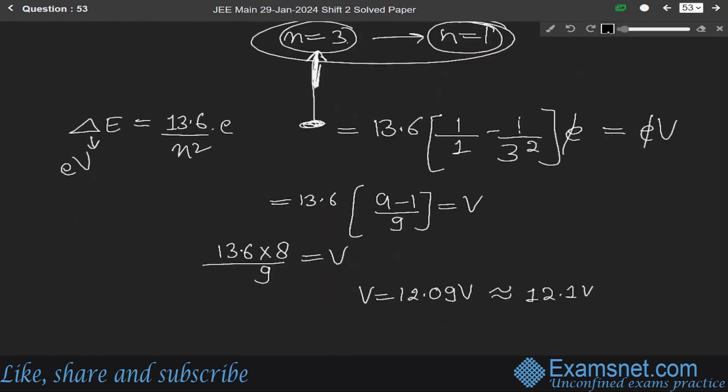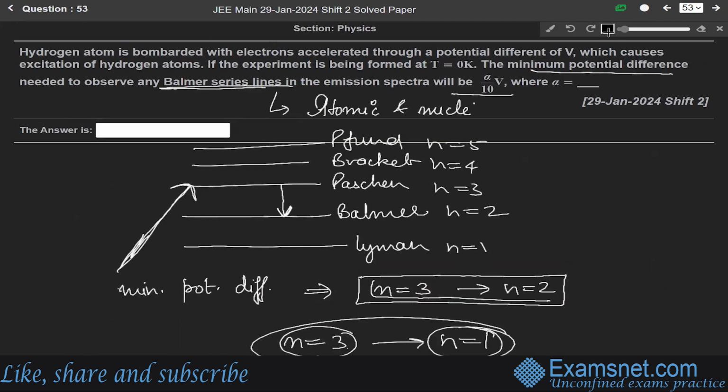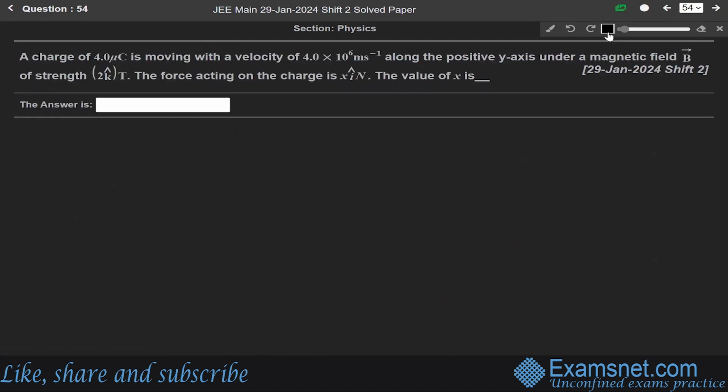Sorry, alpha will be equal to 1 over 10. Now we have to compare alpha over 10. So alpha will be equal to 121. This is our correct answer. Alpha is 121. Now next question.